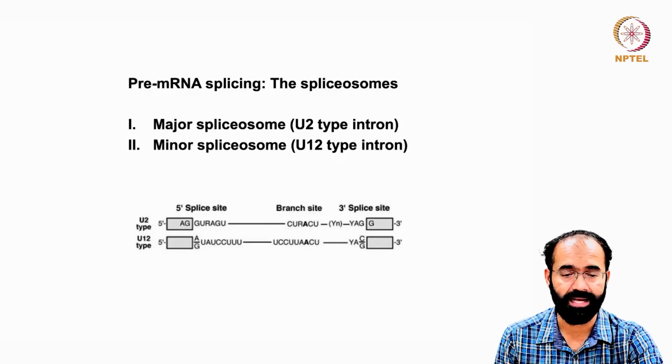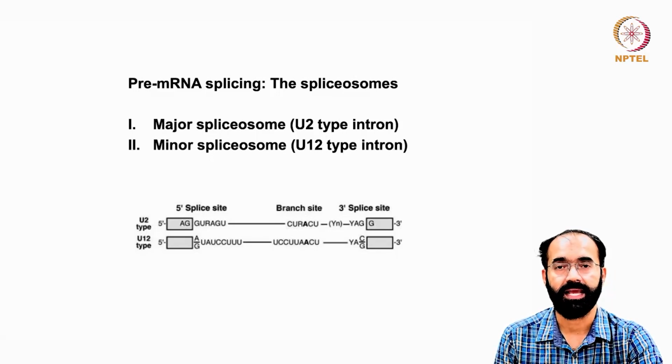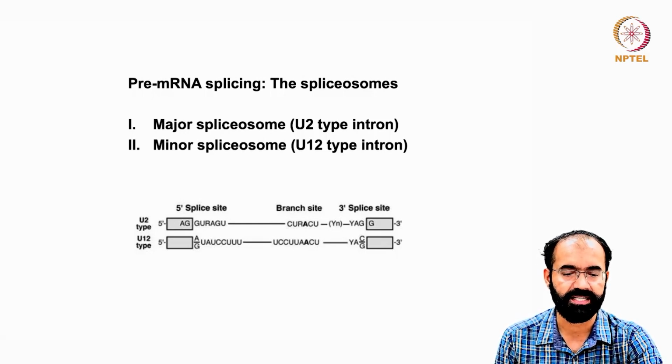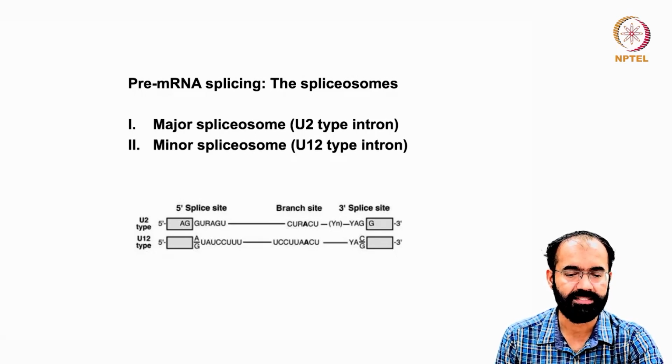In the U12 type, you have a slightly different sequence. Every intron starts with GU, but here it can be AU also. GU can be AU; no other base is allowed. And for the rest of the sequence, as you can see here, it can be AUA or GUA. Then you have UCC, UUU, that is the 5' splice site.